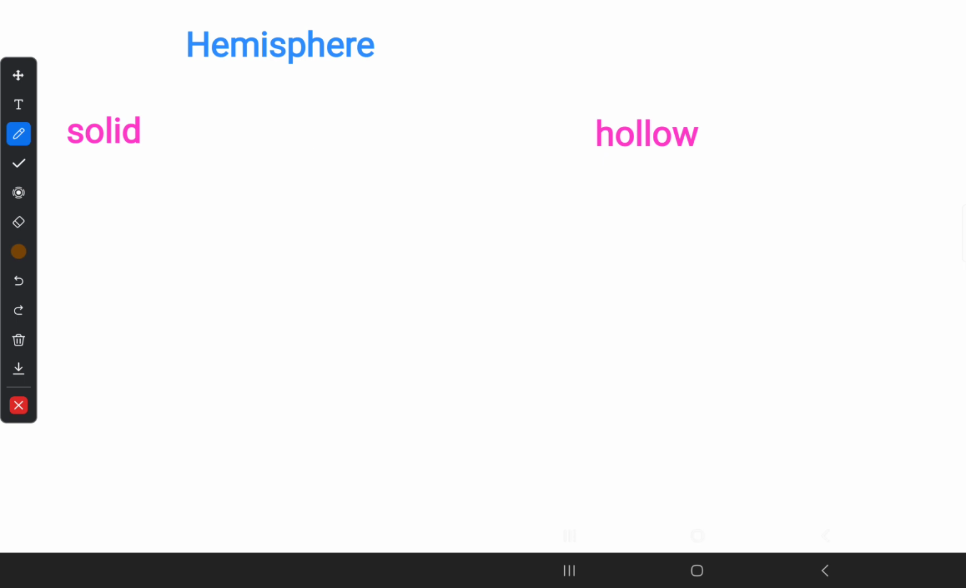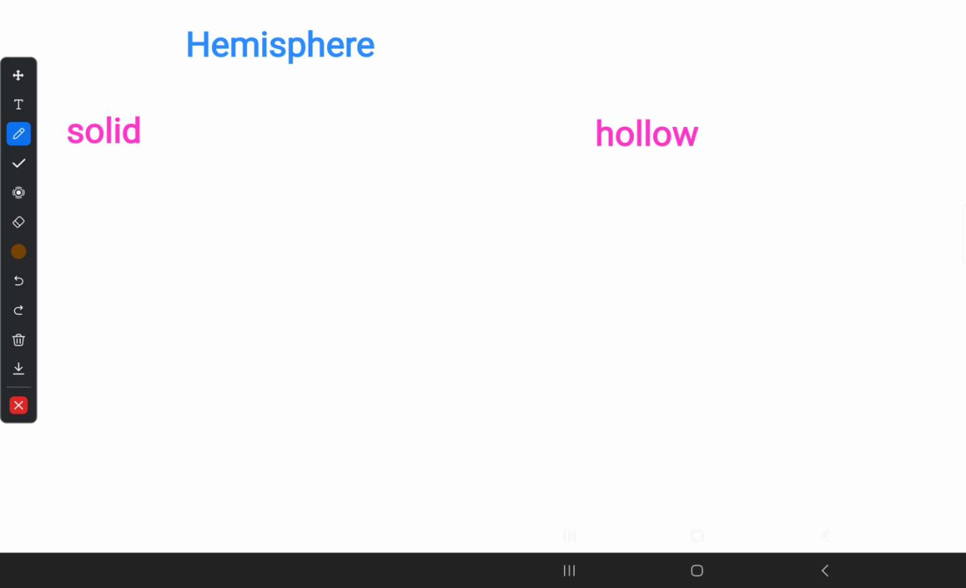I'll explain these terms in words. Hemisphere means half of a sphere. Sphere is kind of a ball. So when you cut the ball into two portions, one half is called a hemisphere, half of a sphere. Thereafter, solid hemisphere and hollow hemisphere. There are two more classifications as well.